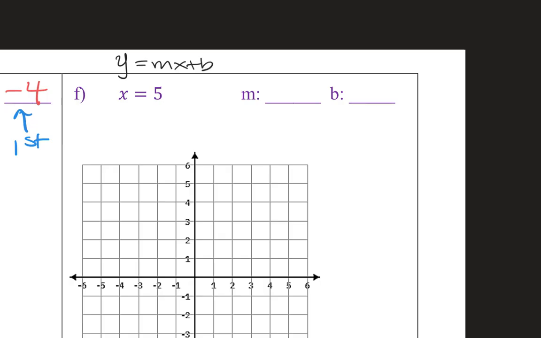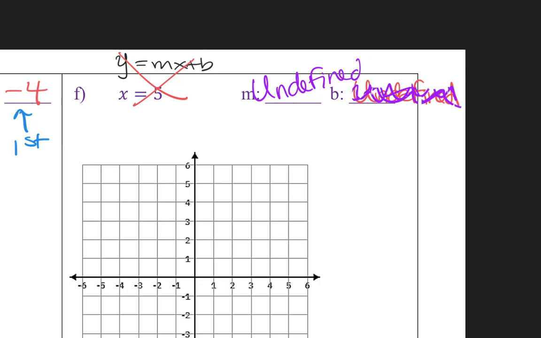Right? Is it even in y equals? No. So because it's not even in y equals, this is automatically undefined. I didn't mean to write it there. I meant to write it here, but we can go ahead and put it in both. Because there is no y-intercept. Y'all can just cross that out. There's no y-intercept. Okay, so that means you're going to graph the 5 on the x-axis.